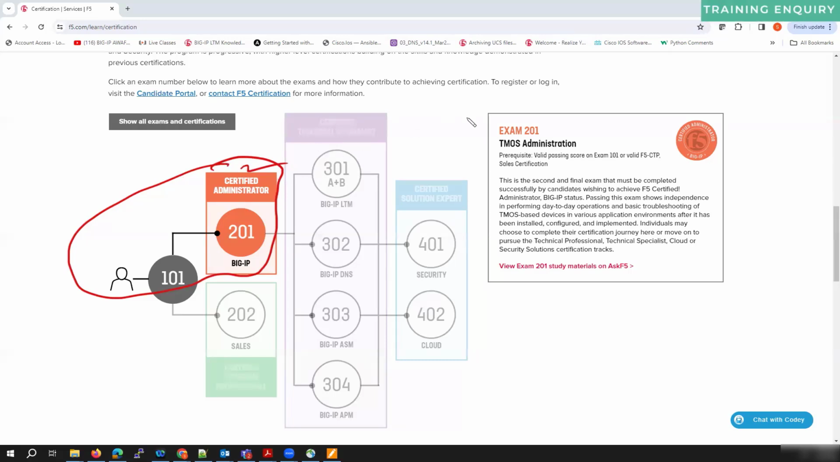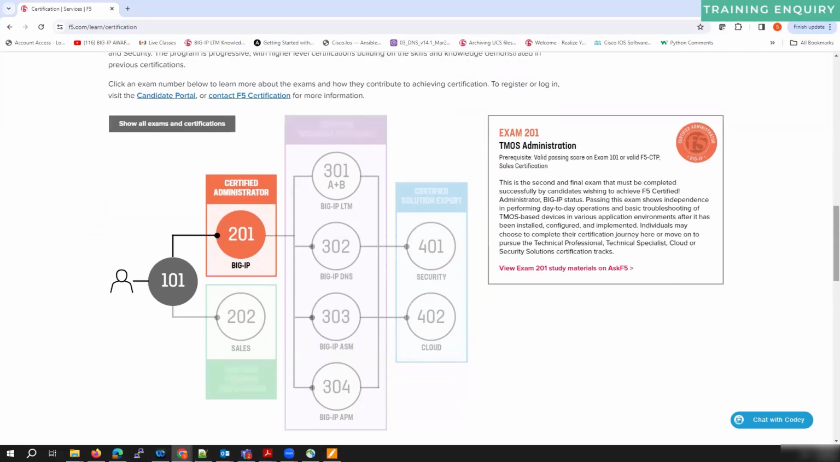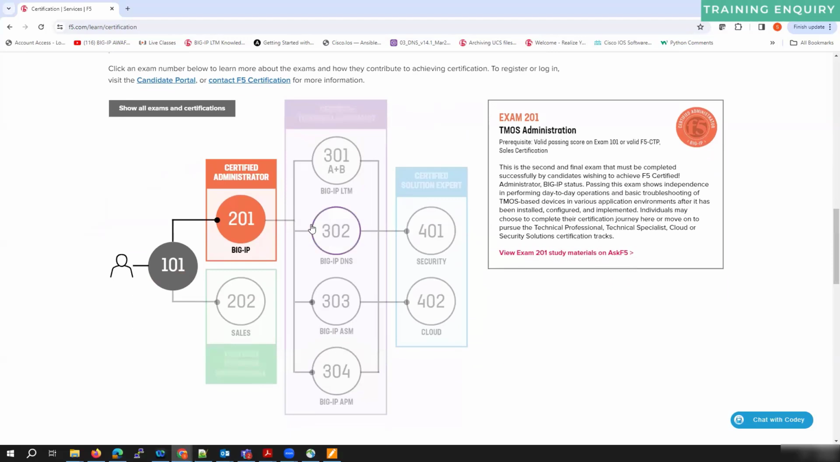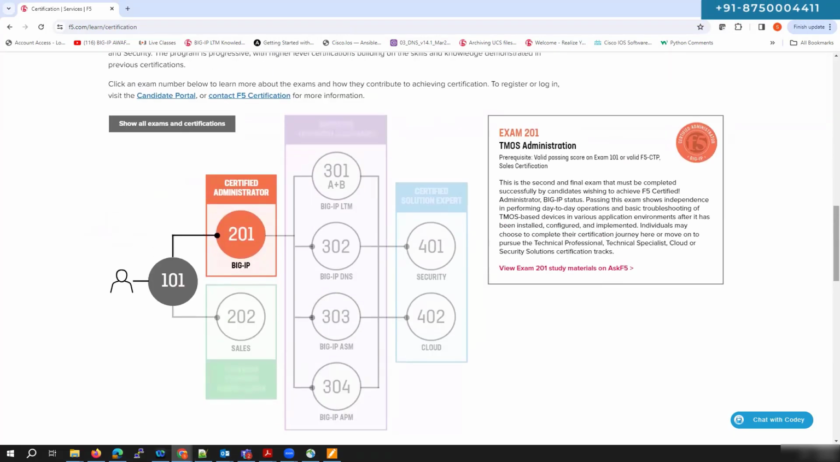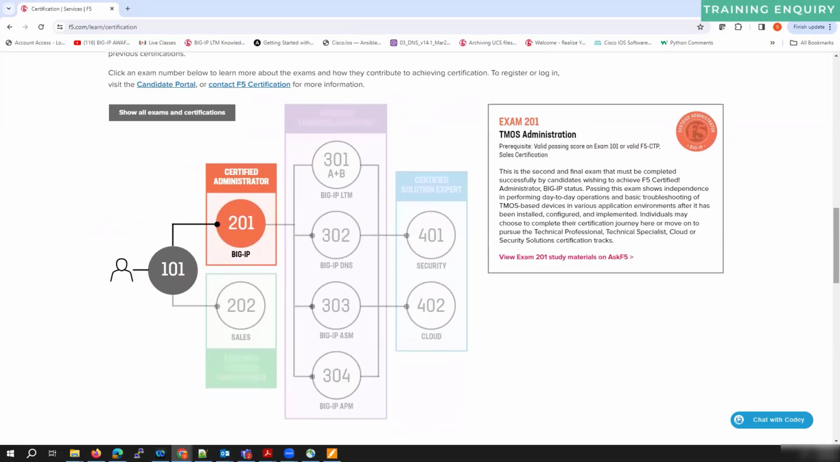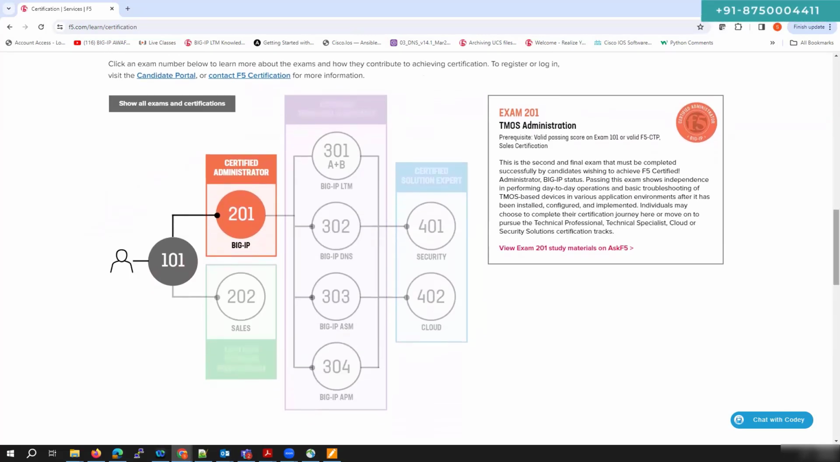So where we are using NGINX, is it not possible to use this virtual edition of Big IP over there? It is possible, but then it's a little expensive as compared to NGINX. And also some features are a feasible thing, right? So it depends on what you actually want to perform, the throughput and everything. It will depend upon that.